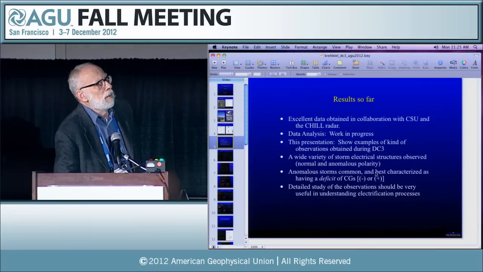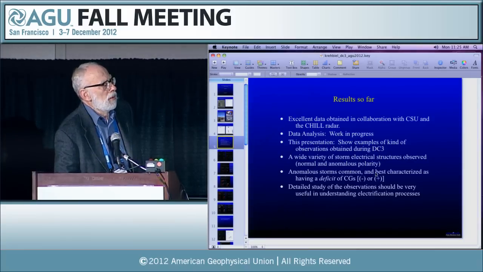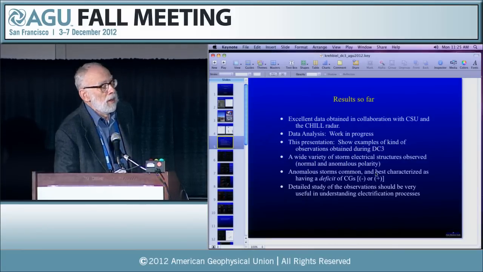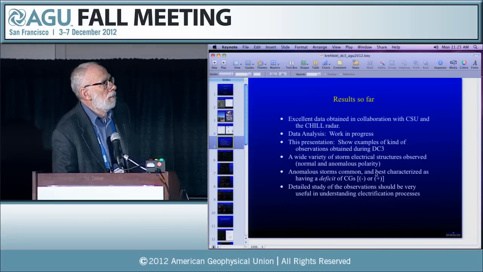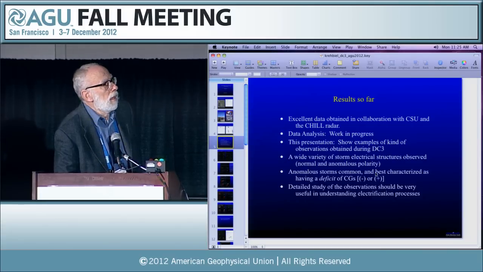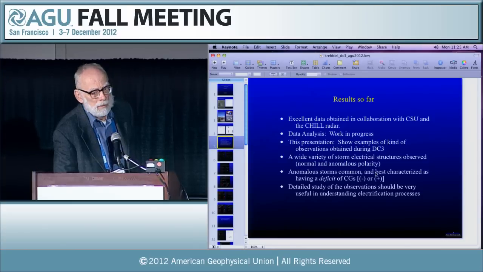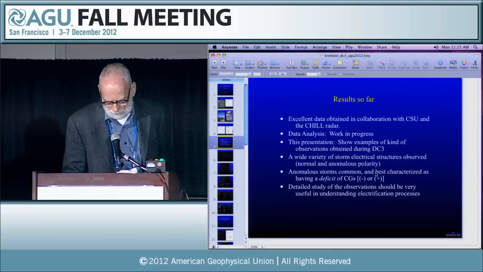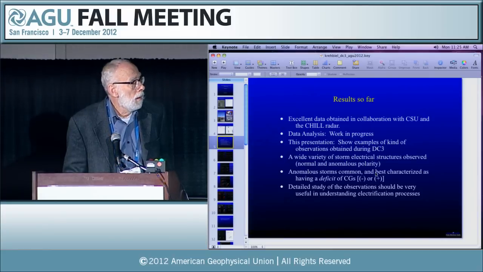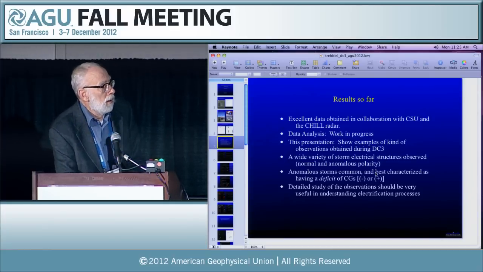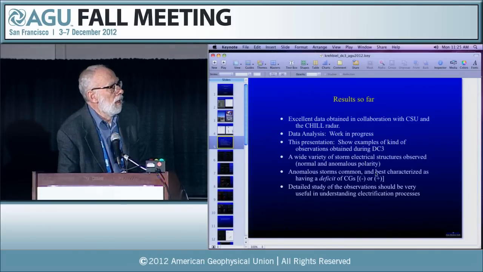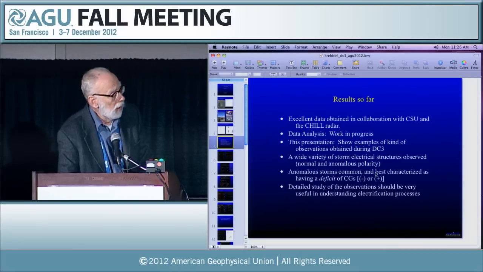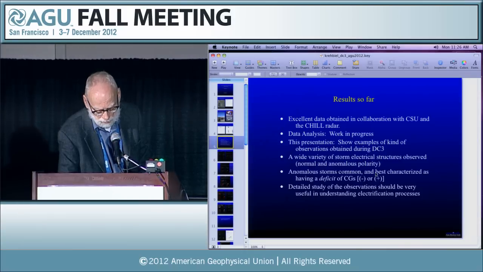Basically, the storms in this area, at least if they're anomalous, are characterized by a deficit of cloud-to-ground lightning, both negative and positive, which tends to be relatively infrequent compared to the amount of intracloud lightning. And, of course, a detailed study of this, which we're just getting started on, should be very interesting and very useful in understanding electrification processes.